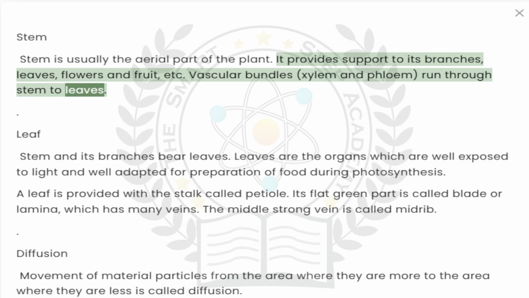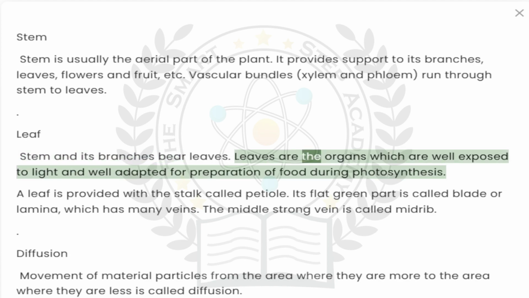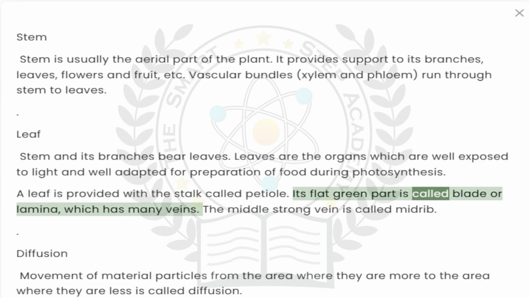Leaf. Stem and its branches bear leaves. Leaves are the organs which are well exposed to light and well adapted for preparation of food during photosynthesis. A leaf is provided with a stalk called petiole. Its flat green part is called blade or lamina, which has many veins. The middle strong vein is called midrib.